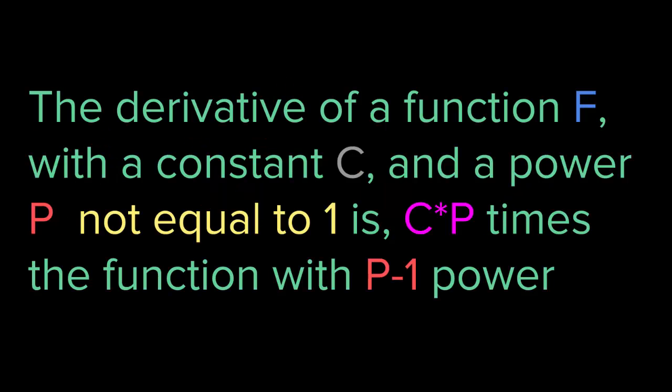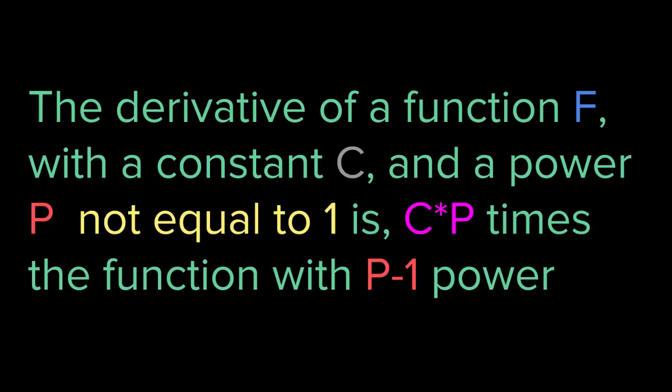Well, the rule for that is the derivative of a function f with a constant c and a power p not equal to 1 is cp times the function with p minus 1 power. This looks very confusing. What do I mean exactly? Well, let's say I have this function f of x equals x to the power of 3. So how do we solve this?